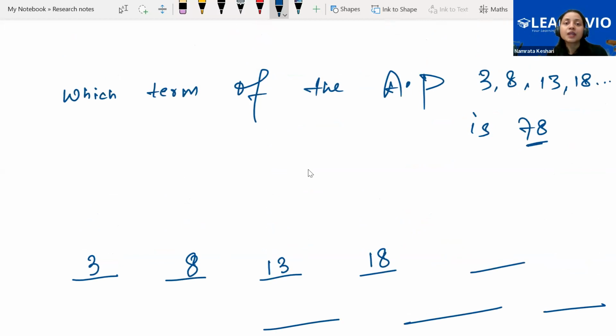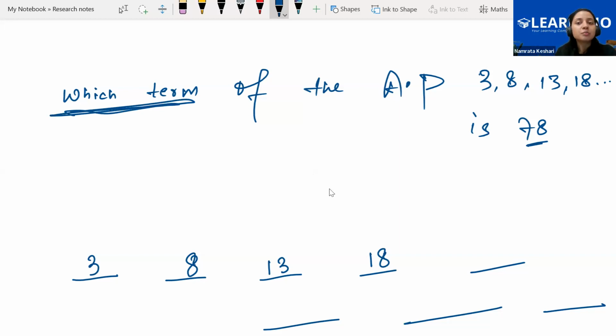N, ma'am. N we have to find. That's why you must be clear with what is n, what is an. Here the value is given, that is 78. There is a certain place where 78 value is reflecting. But what is that place? Is that 20th place? Is that 30th place? Is that 100th place? What is that term? That's what we have to find. Which term? Okay, let's do it.